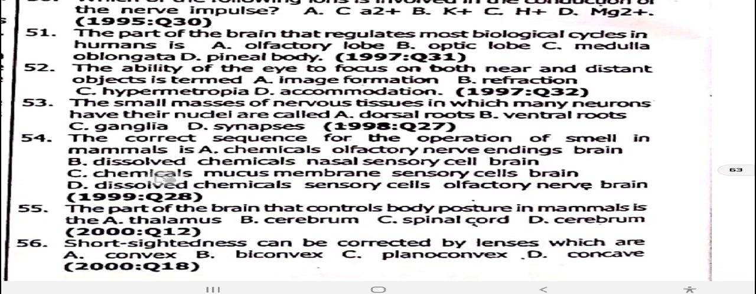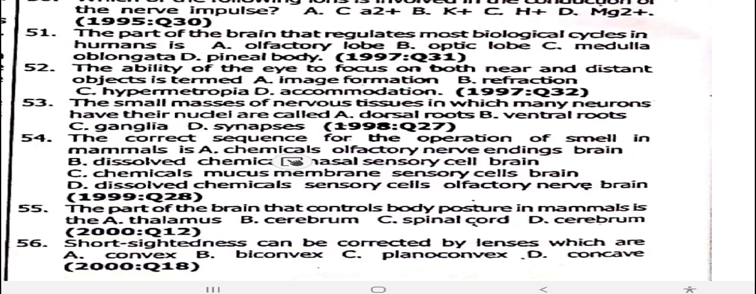So we said 51 is option D. 52. The ability of the eye to focus is called accommodation, option D. 53. The small masses of nervous tissue in which many neurons have their nuclei are called ganglia. A ganglion is a collection of neuron cell bodies. They call them ganglia when you have lots of neurons together.